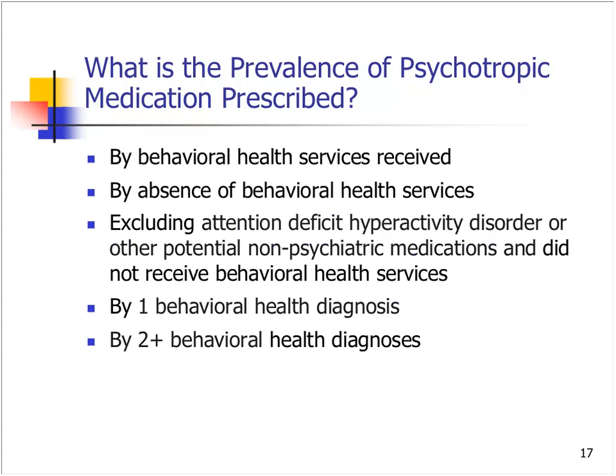What is the prevalence of psychotropic medication prescribed by behavioral health services received? And then excluding attention deficit hyperactivity disorder or other potential non-psychiatric medications, because our child psychiatrists wanted to compare whether some psychotropic medications may not necessarily warrant behavioral health services. So when we're trying to look at the relationship between psychotropic medication utilization and the receipt of behavioral health services, we wanted to exclude some of the medications that may distort that relationship. By 1 behavioral health diagnosis or by 2 or more behavioral health diagnoses. Next slide, please.